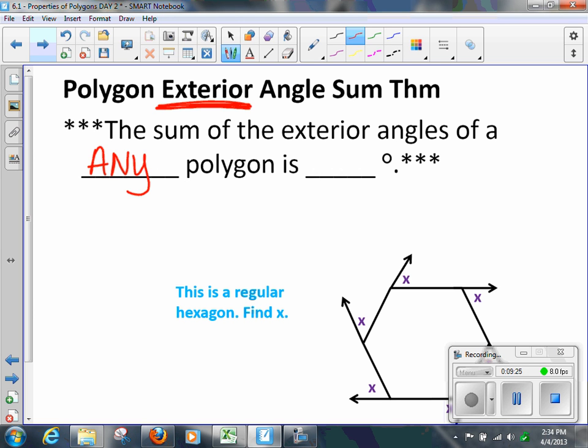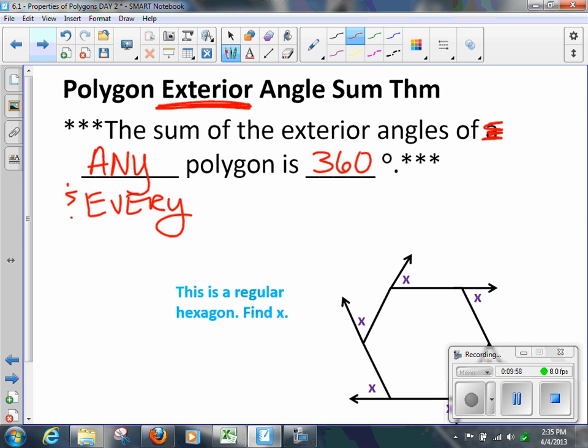any polygon, of any and every, is the magical number of 360. That number never changes no matter how many sides the figure has. The sum of the exterior angles of every single polygon. If it has 4 sides, if it has 400 sides, the sum is 360 degrees.